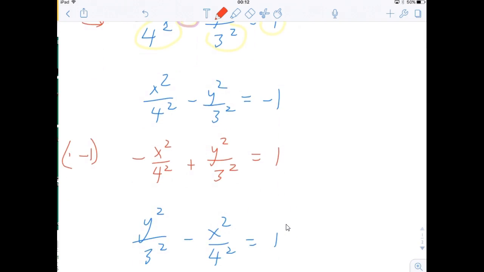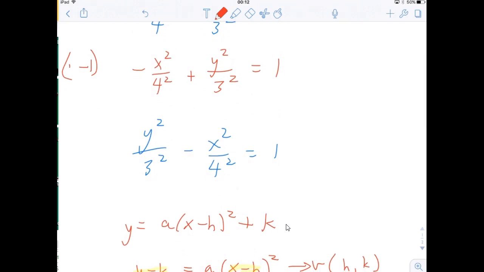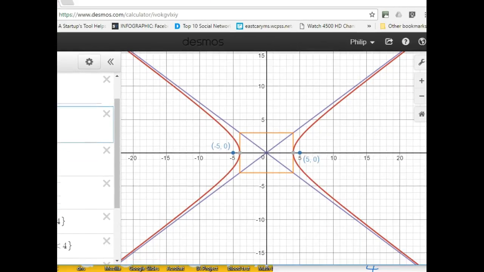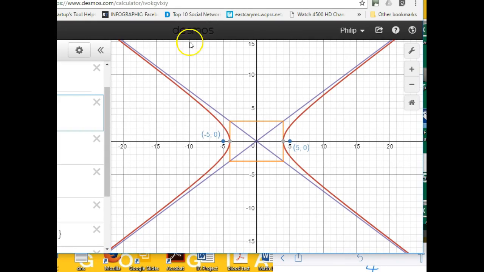Once you rearrange that so that the positive term is in front, you end up with y squared divided by 3 squared minus x squared divided by 4 squared. So we reverse the order. When you reverse the order, you can imagine that if you reverse x's and y's, you are actually creating a sideways hyperbola, because you're changing the x with the y, like a variable interchange.